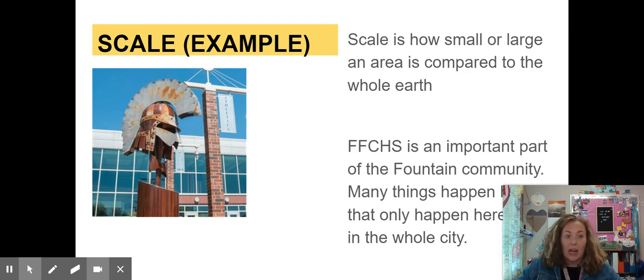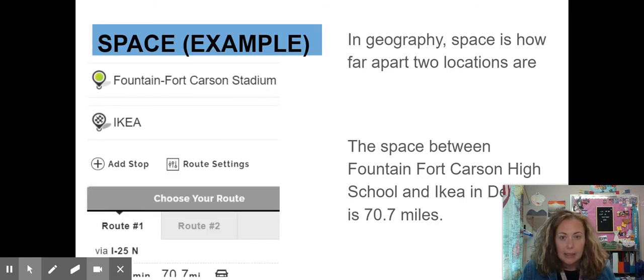Then I could say, okay, on a state scale, so everybody in Colorado we're looking at, that's a bigger scale. Then we could go to like national scale, the United States. Then we could go to like global scale, which would be the whole world. So simply, again, scale is like how zoomed in specific are you getting, or how broad and wide. And again, our high school would be an example of fairly small scale because there's only one of it and certain things only happen here.